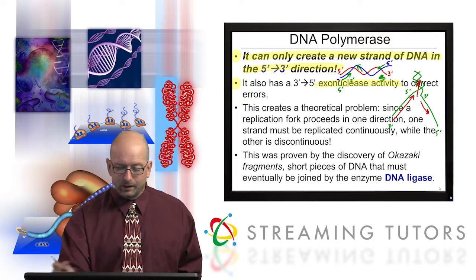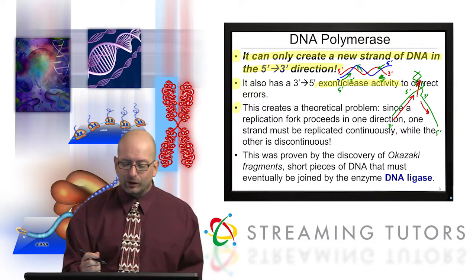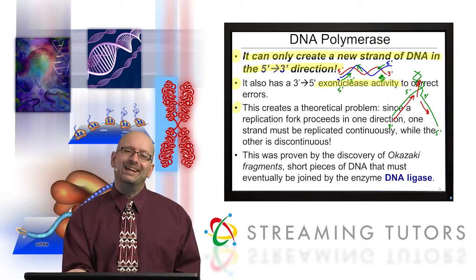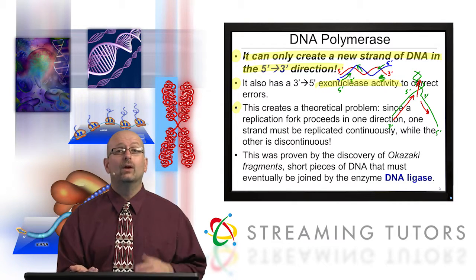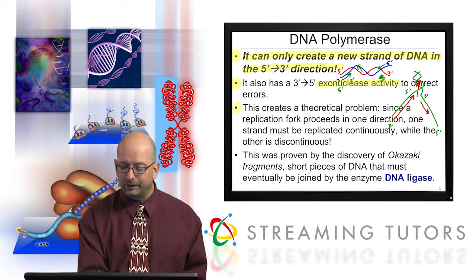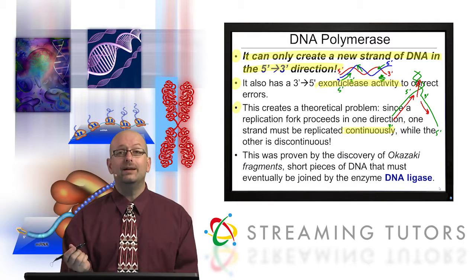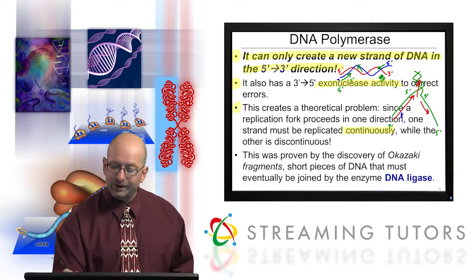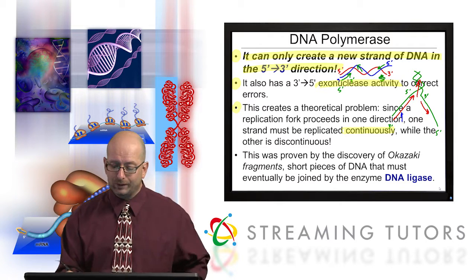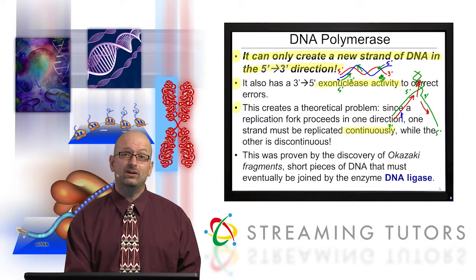So it does create the theoretical problem, and I've sort of already said it and drawn it out, that since a replication fork proceeds in one direction, one strand, this is very important, is replicated continuously in our little drawing. That would be this one over here, right? It just chugs along. The other one is discontinuous.